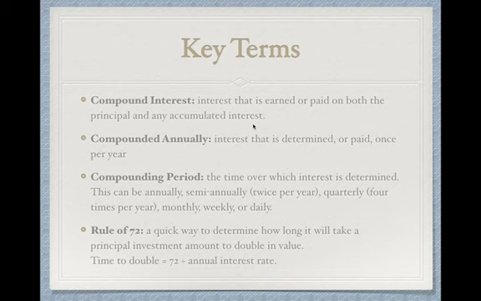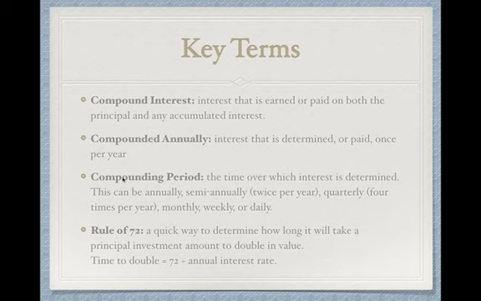When we talk about compounded annually, that's always the interest rate per annum. Okay, so you'll see that as well. So it's interest that is determined or paid once per year. So if something's compounded annually, it's only being done once a year. And what we'll be seeing throughout this is that not everything is compounded annually, right?